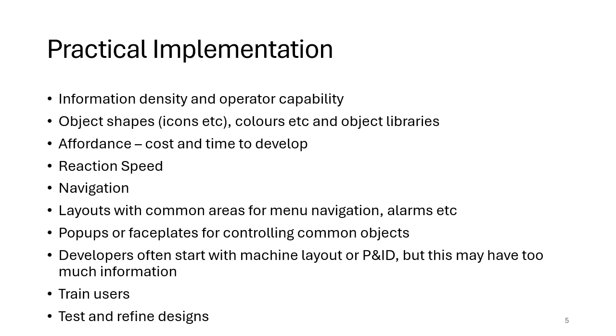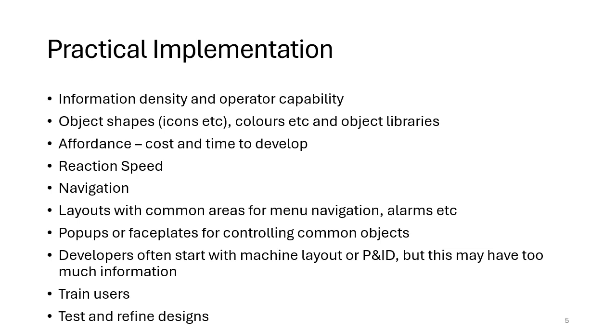We need to think about reaction speed. How fast can the operator react? Also maybe about overloading the operator as well. You don't want to give them too much information. How do we do navigation? Is that with a menu? Is it with a menu at the top of the screen, the bottom of the screen, the side of the screen? So you need to think about that. Maybe you're using swiping and gestures and so on. If you have common areas for common functions such as menu navigation, it's a good idea to use layouts and make that consistent. So for example, if you're using a menu along the bottom of the screen, make sure it's always at the bottom of the screen.